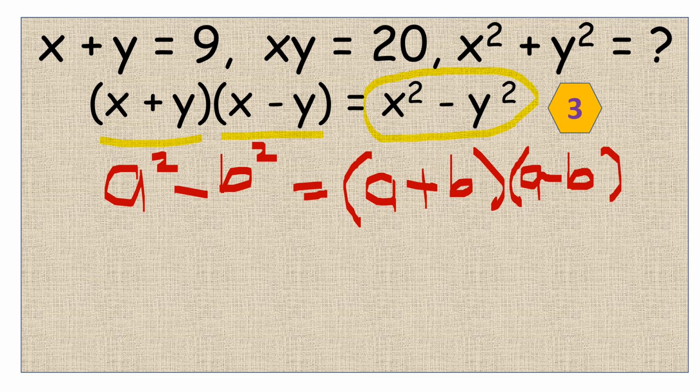So this is the same as what we have above here. The only thing is that while a squared minus b squared is on the left hand side, your x squared minus y squared is on the right hand side. So your difference of squares, in this case in equation 3, x squared minus y squared, is simply your x plus y into the bracket of x minus y.